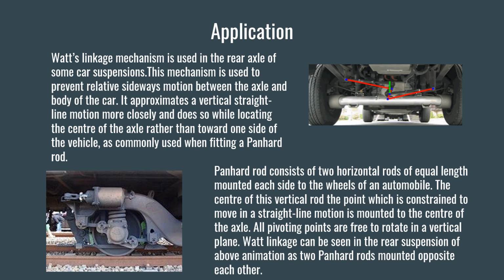A Panhard rod consists of two horizontal rods of equal length mounted each side to the wheels of an automobile. The center of the vertical rod, the point which is constrained to move in straight line motion, is mounted to the center of the axle. All pivoting points are free to rotate in a vertical plane. Watt linkage can be seen in the rear suspension of the above animation as two Panhard rods mounted opposite each other.